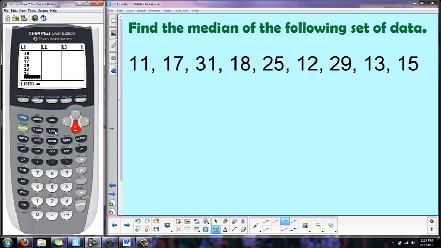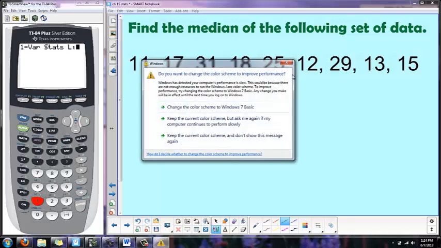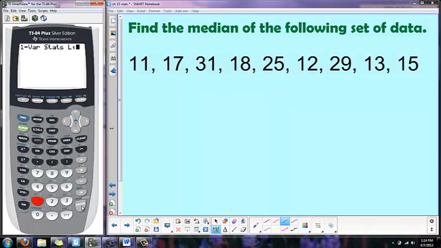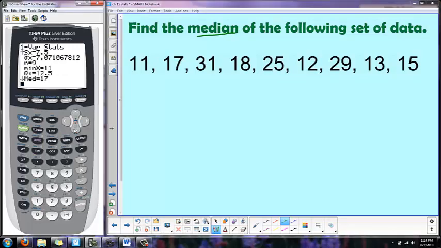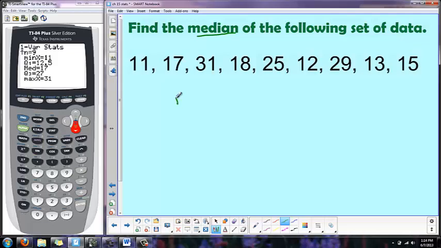So I'm going to hit Stat again. This time I'm going to go to Calculate my one variable stats. And I'm going to do second 1 to tell my calculator that the information is in list 1. And I'm going to hit Enter. So the median is down here, past all the other stuff. Median is right here. The median is 17.